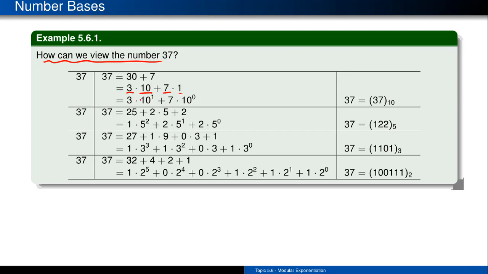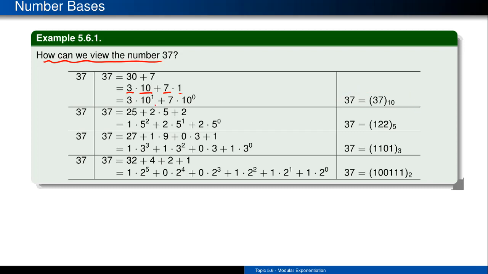So a way you can view that is you're going to have 3 times 10 to the 1 plus 7 times 10 to the 0. So you're going to have 7 1s and 3 10s. So in this case, 37 is viewed as 37 base 10. It's a really weird way to write that. Typically we drop off this base 10 because everything we deal with is going to be this base 10 notion.